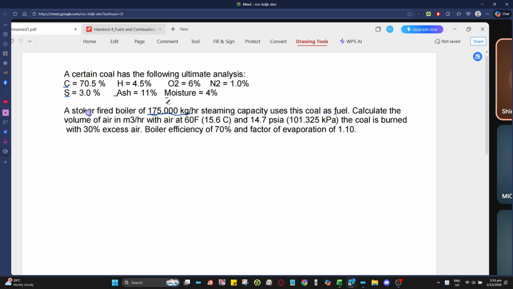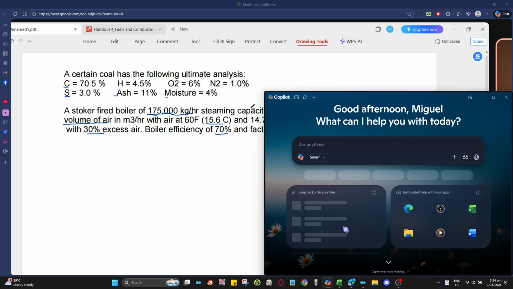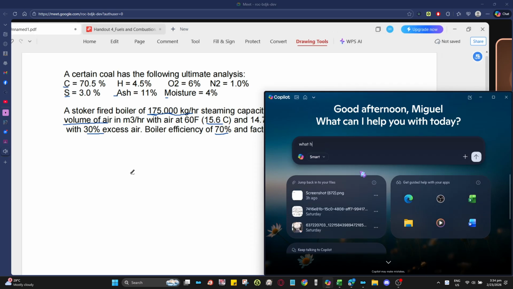Calculate the volume of air in cubic meters per hour, with air at 15.6 degrees Celsius and 101.325 kilopascals. The coal is burned with 30% excess air. We have a boiler efficiency of 70% and a factor of evaporation of 1.1. So which formula will we use?